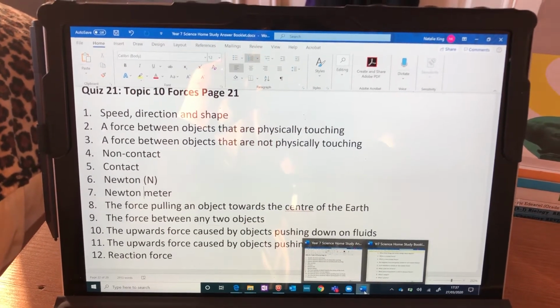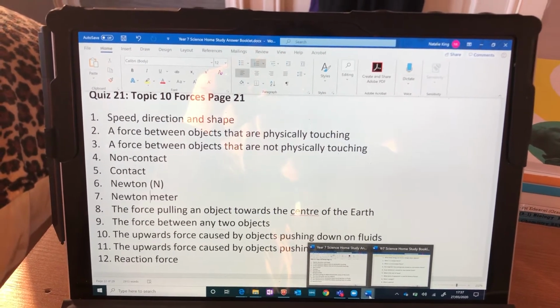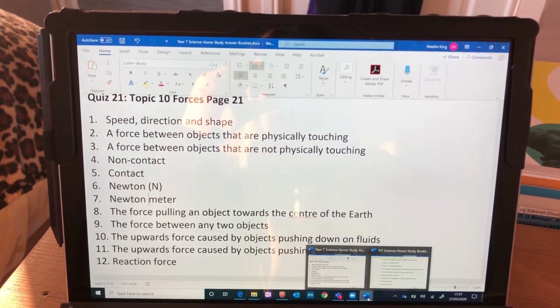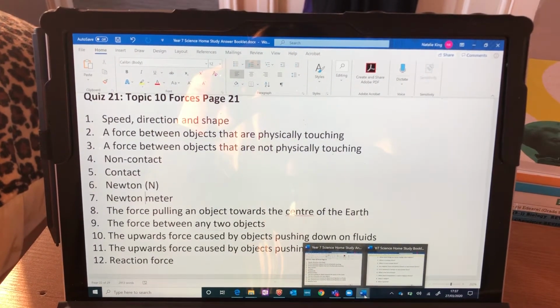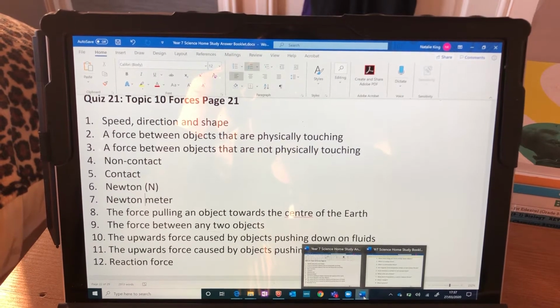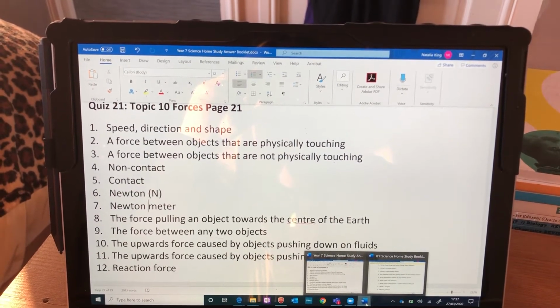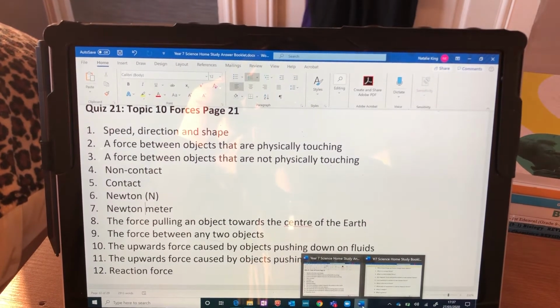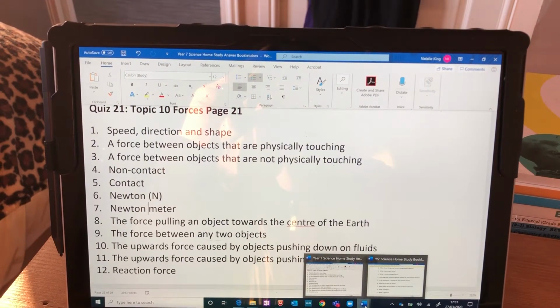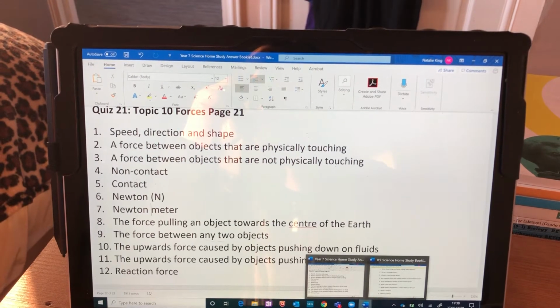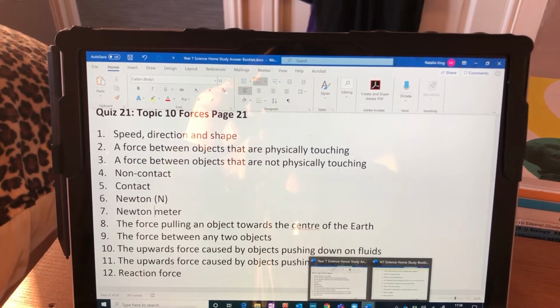So question 1 was, what 3 things can forces change about objects? You should have written down speed, direction and shape. Add any of those you don't have. Question 2, what is a contact force? It's a force between objects that are physically touching. Question 3, what is a non-contact force? It's a force between objects that are not physically touching, so nothing difficult there.